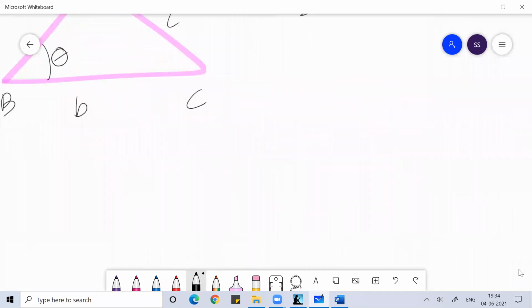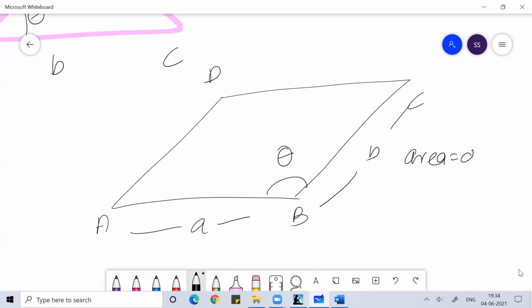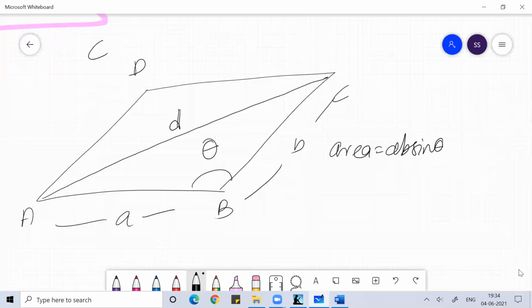Similarly for a parallelogram ABCD, suppose one side is A, the other side is B, and the angle between them is theta. The area formula you can use is AB sine theta. This is the formula you can remember. Suppose there's a diagonal D. Then you can use Heron's formula also here.